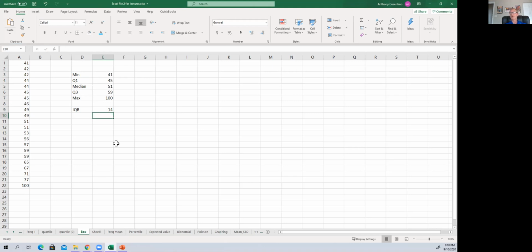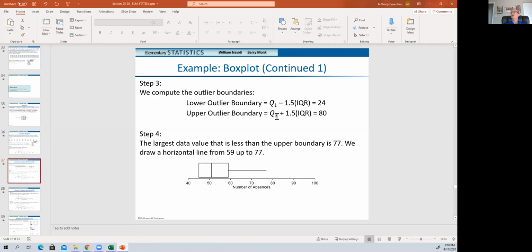So the next thing we want to do is multiply it by 1.5, right? Here's multiply. And I like to label everything just because if I ever go back, it's nice to know what I did, right? Times 1.5. And now that would be 21. And so if we go back to our calculation, that is the IQR times 1.5.